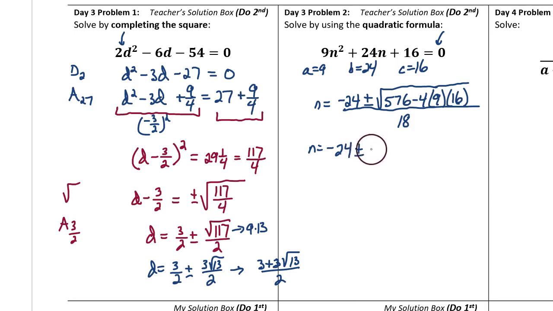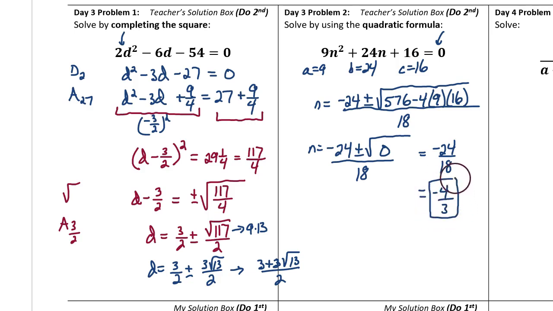Next step, simplify in the radical symbol. Because the numbers are so large, it might be best just to type in this expression. It turns out to be 0. The square root of 0 is just 0, so this makes negative 24 over 18. And that reduces top and bottom both by 6, so we get negative 4 over 3. Unlike a lot of quadratic equations, this time we only got one answer, and that happened because the expression in the radical turned out to be 0.